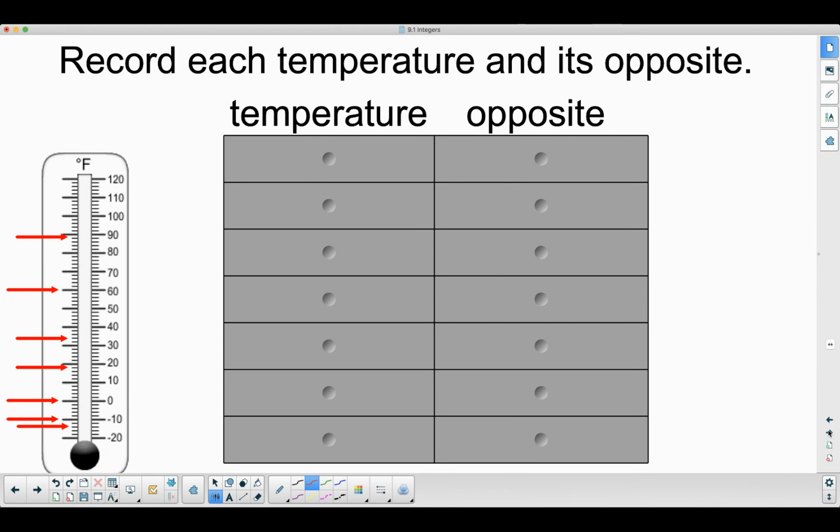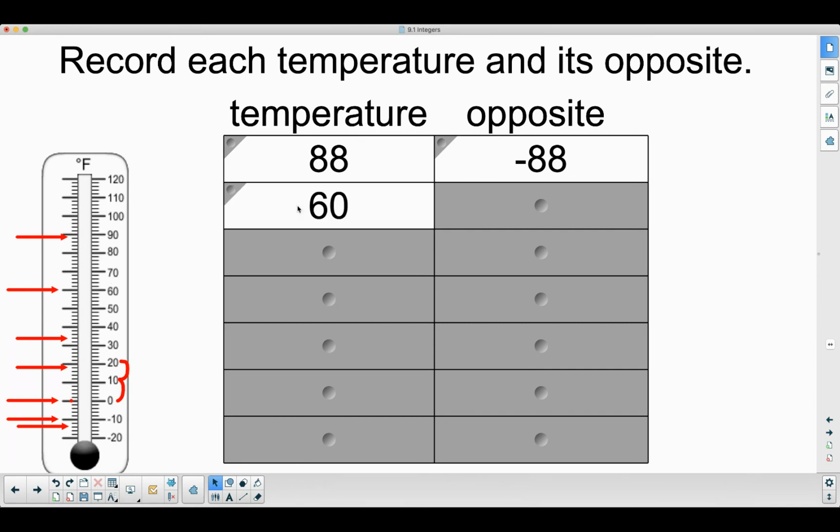Okay, and last we have this thermometer here. We can see our origin here is at 0. It's counting in increments of 10. Each of these tick marks is standing for 2. So here's 2, 4, 6, 8, 10. Starting up here at the top, we have here's 80, 2, 4, 6, 8. So 88, the opposite of that is -88. Here, this one is right on 60, the opposite, -60.